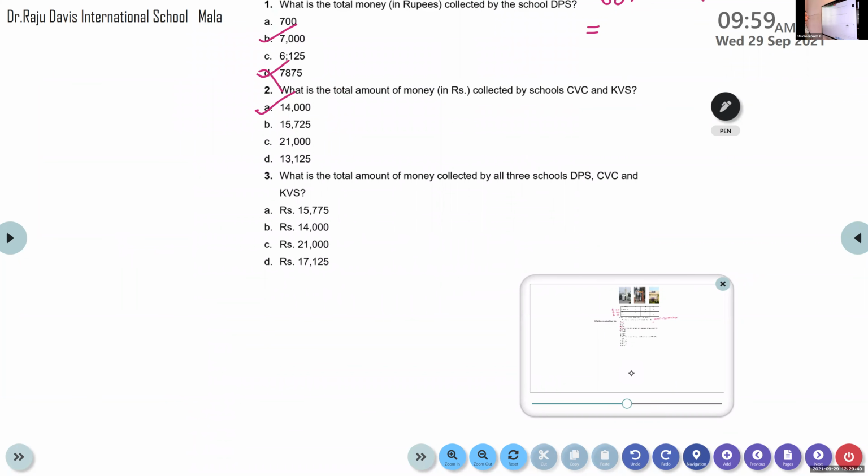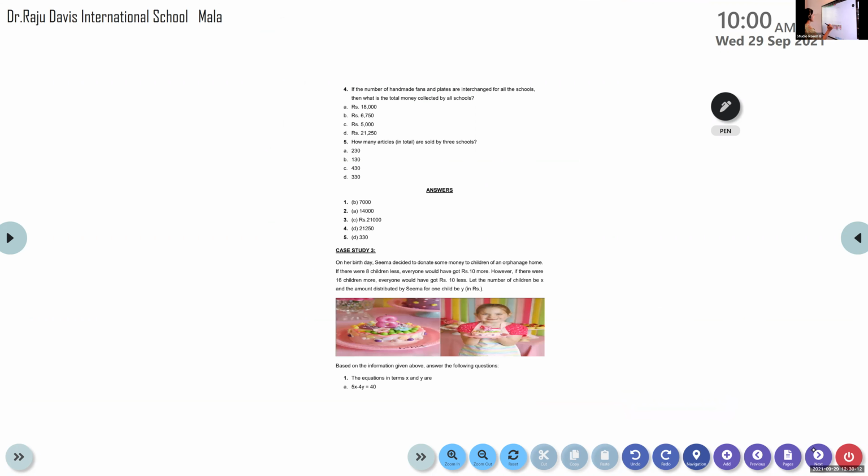Next one is, what is the total amount collected by all the three schools? Total money collected by all the three schools, BPS, CVC and KVS. Total money means you can add the amounts and find it. Okay, I'll do one thing, children. We can move on to the next question. I'll send it afterwards. Go through it and try to solve it. Now look at the next one.